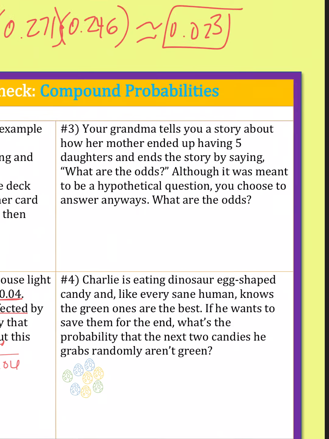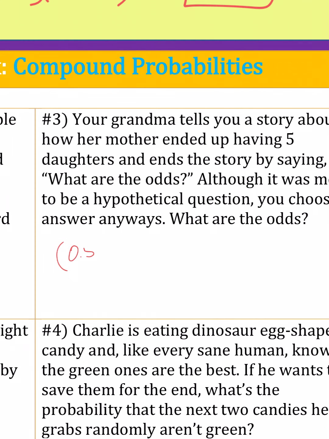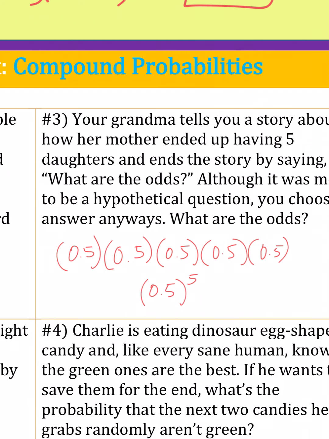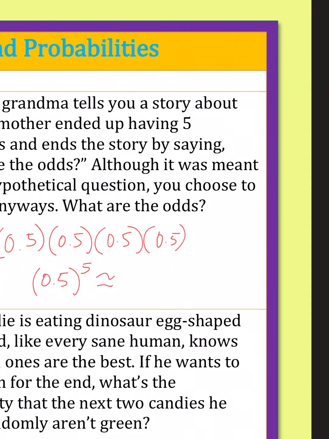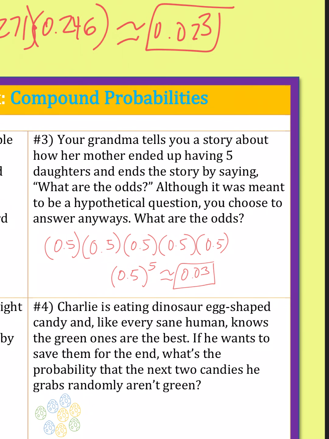Okay, well, the probability that the first one's a daughter is 0.5. You've got a 50% chance of it being a girl. The second one, I said 0.4 and I wrote 0.5. It's 0.5. The probability the second one is also 0.5. The third one is also 0.5. The fourth one is also 0.5. And the fifth one is also 0.5. We could also write this, by the way, like this, 0.5 to the fifth. But either way, if we calculate this, we find that this answer is approximately 0.03. So the odds that you have 5 daughters in a row is really 3%.